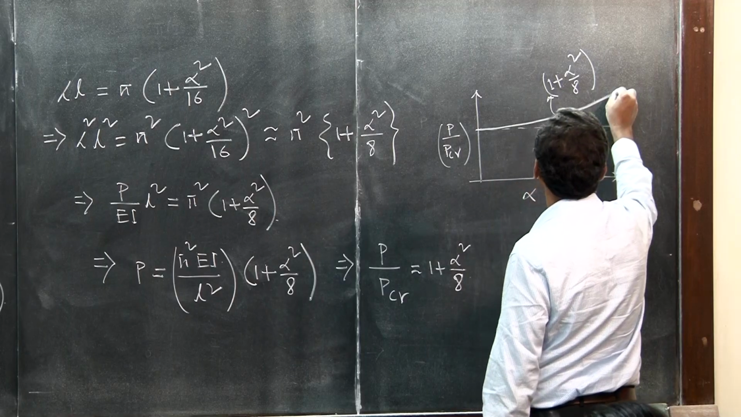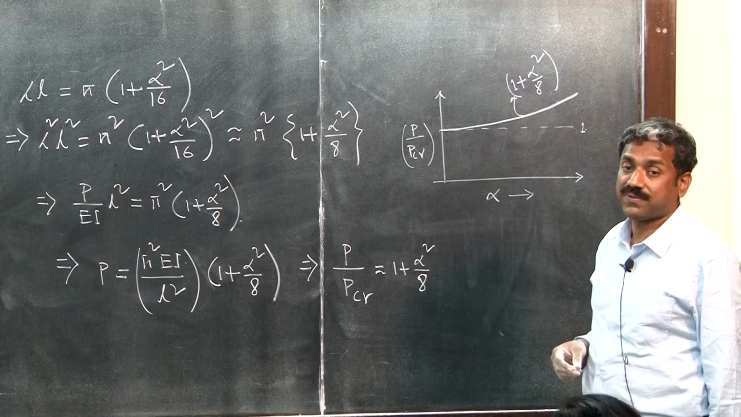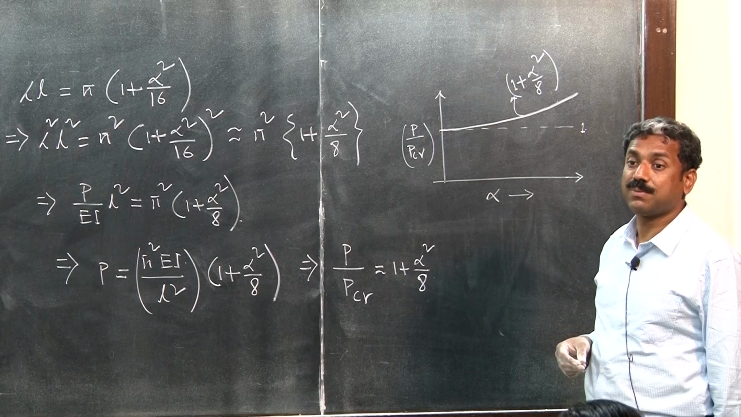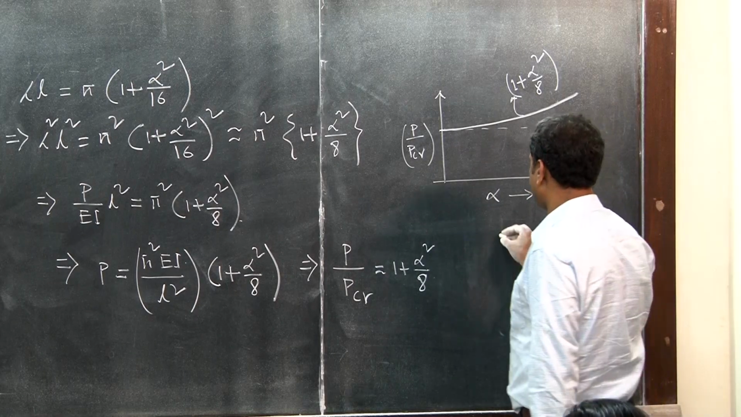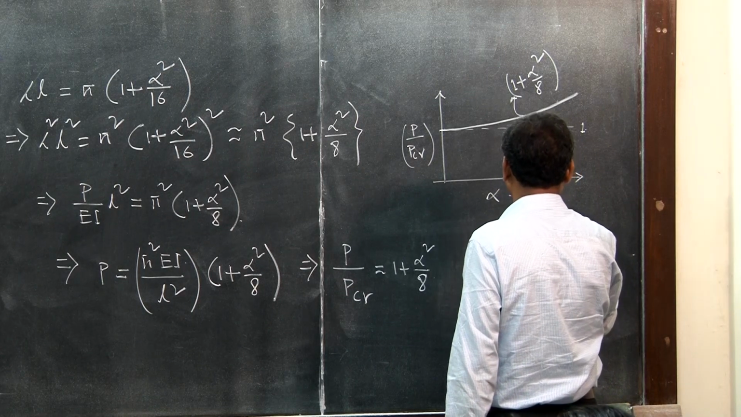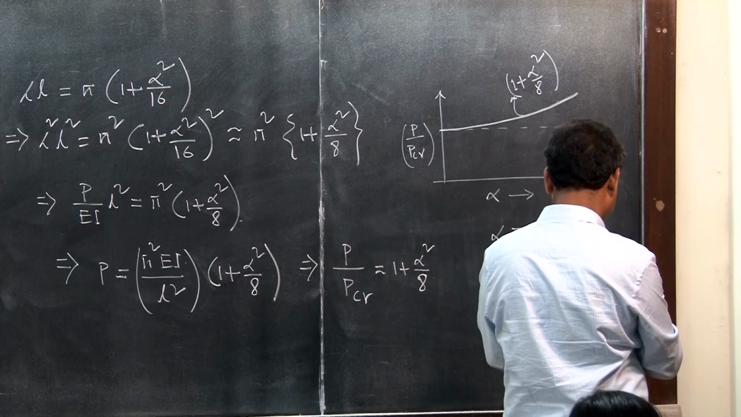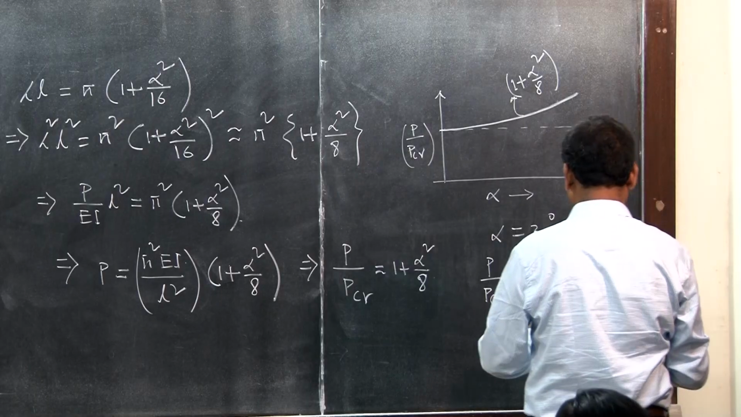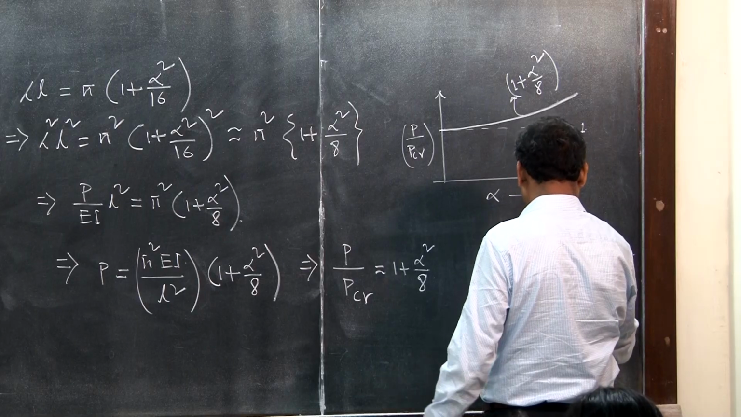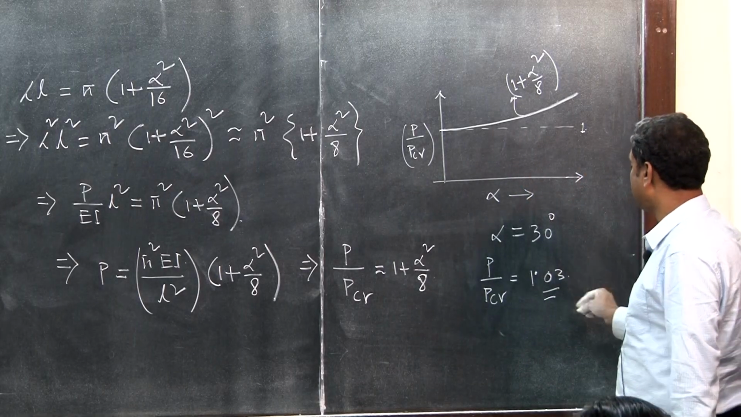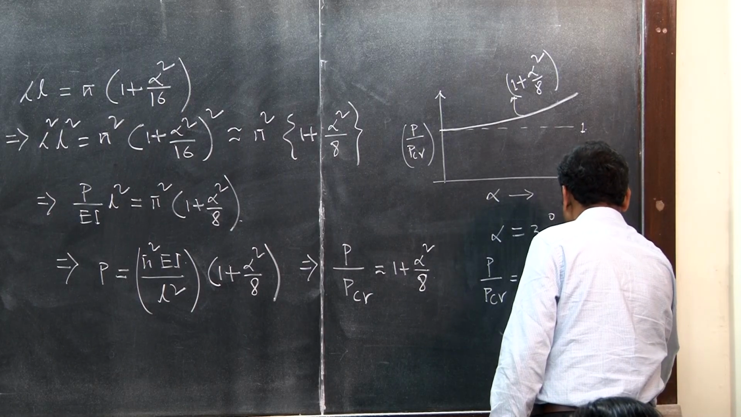A very slight increase, very slight. What remains for you? Symmetric stable bifurcation, but very little rising. You will see that if alpha is 30 degrees, then P by P critical becomes 1.03. That means only a 3% increase in the load.